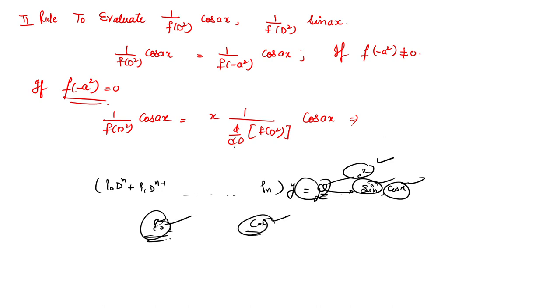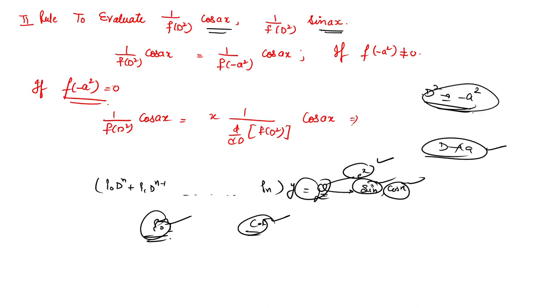So if you have sine x and cos x like this, what we have to do in this case is replace D square by minus a square. Simply replace D square by minus a square. It does not mean that we will replace D by a. No. Only D square is replaced by minus a square. So if this is not equal to 0, this is your solution.